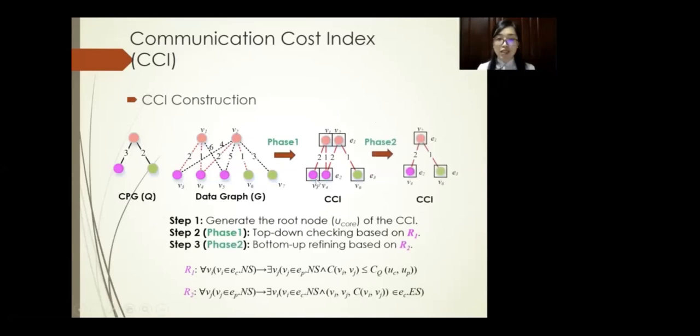Step 3 is bottom-up refining based on the rule R2. Here, the rule R2 is used to guarantee that for any node in the parent node set, at least there exists one node in the child's node set correspondingly. Based on the constructed CCI, we can determine the matching order of nodes.